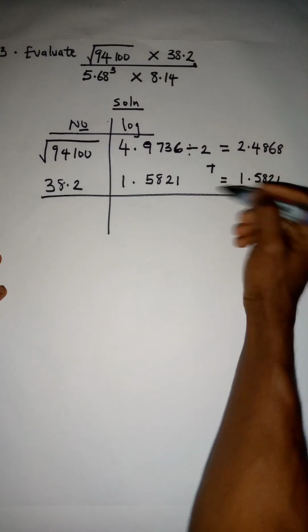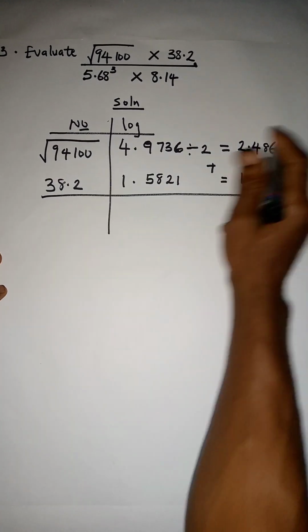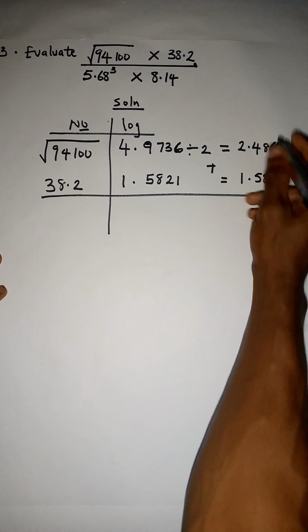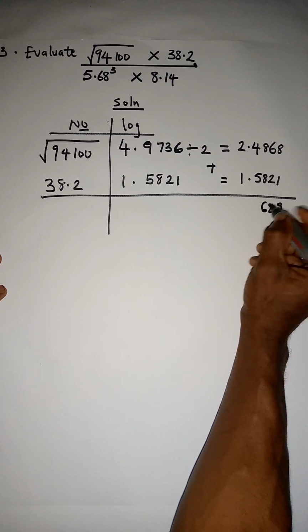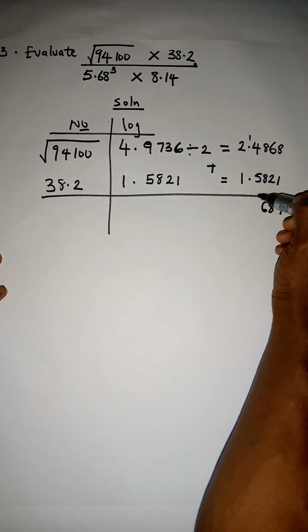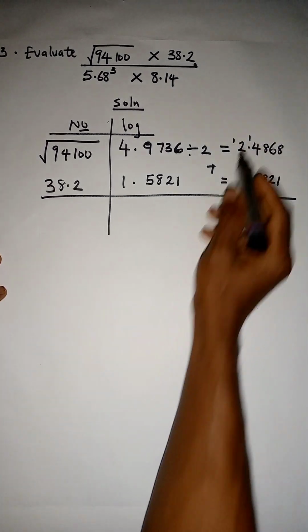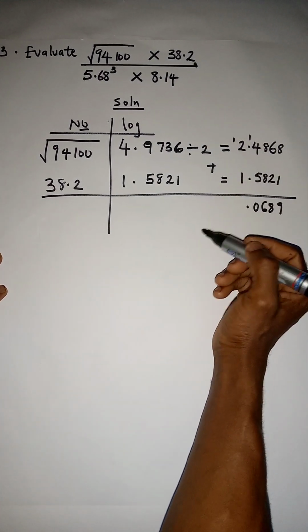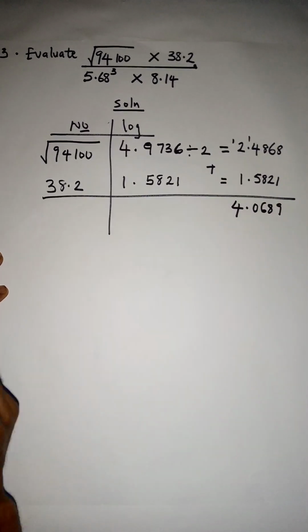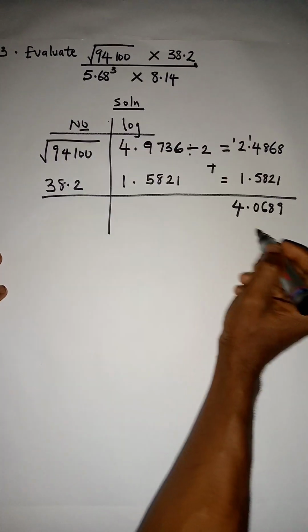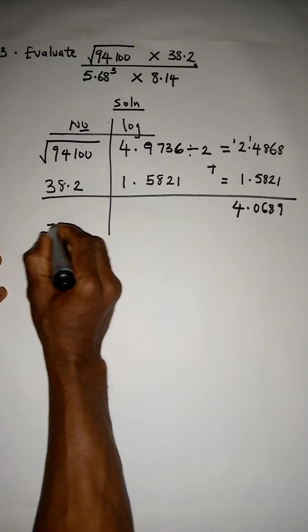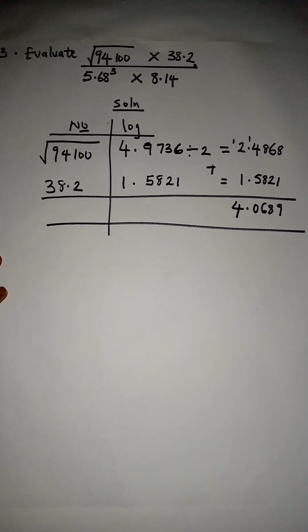8 plus 1, we have 9. 6 plus 2, we have 8. 8 plus 8 is 16, write 6, carry 1. We have 5 plus 5, 10, write 0, point, carry 1 here. 1 plus 2, 3, 3 plus 1, we have 4. So the logarithm of the numerator is given to be this. Okay, so let's quickly check on the denominator.